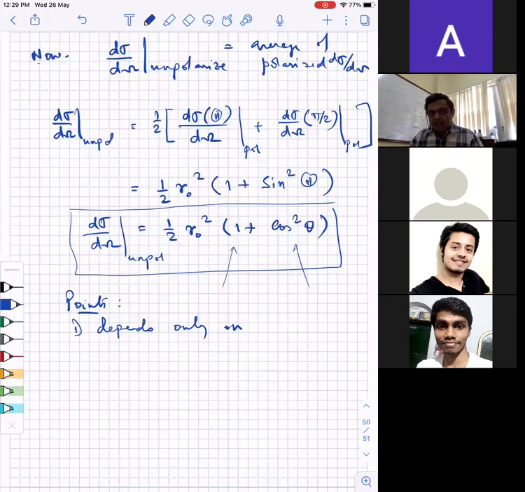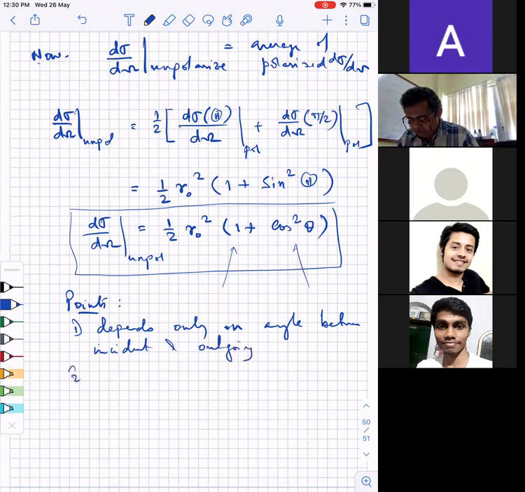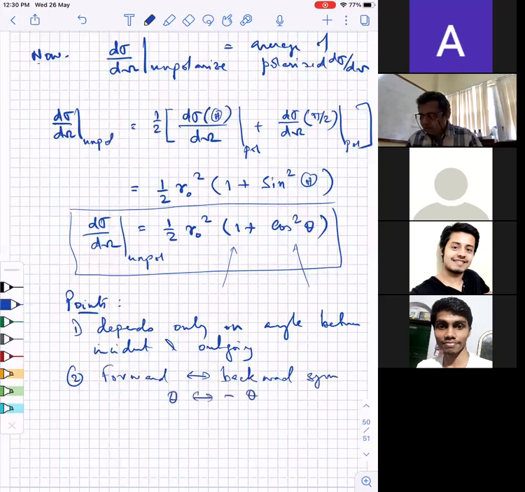So first, it turns out that the angle is only between the incident and outgoing, so it depends only on the angle between incident and outgoing. That's one thing. Number two, there is a forward-backward symmetry, so theta goes to pi minus theta.